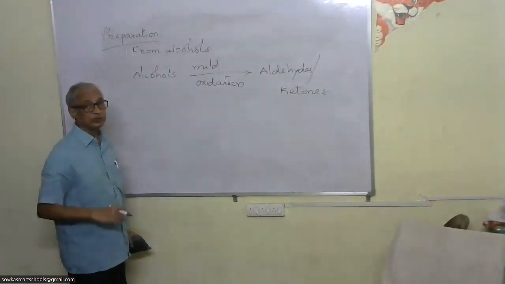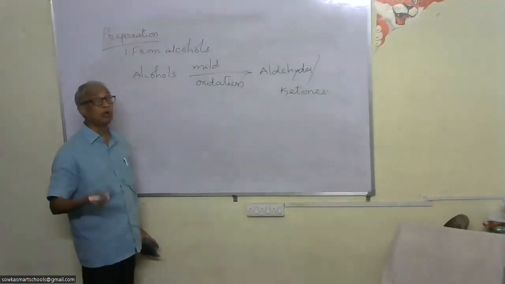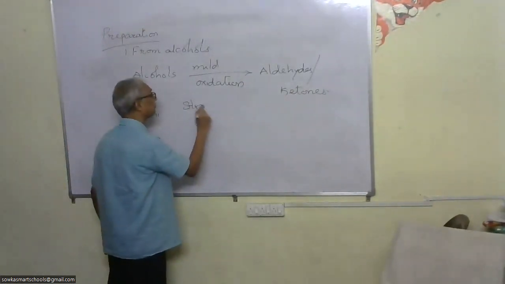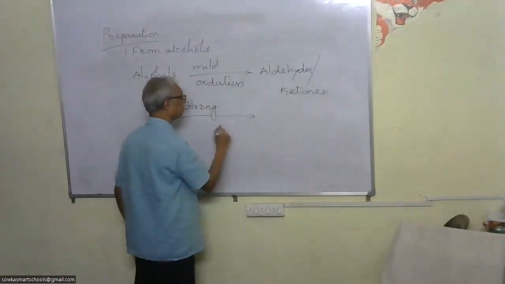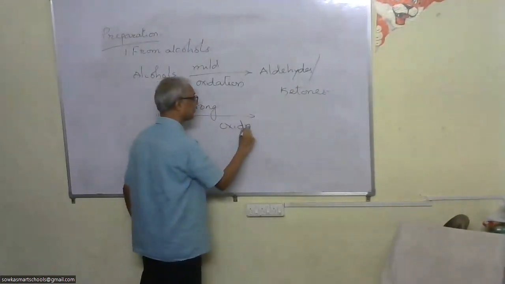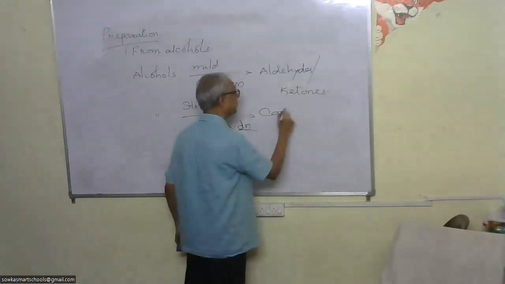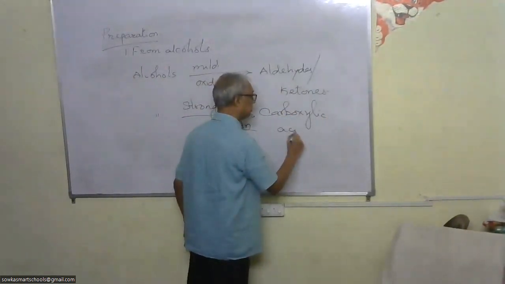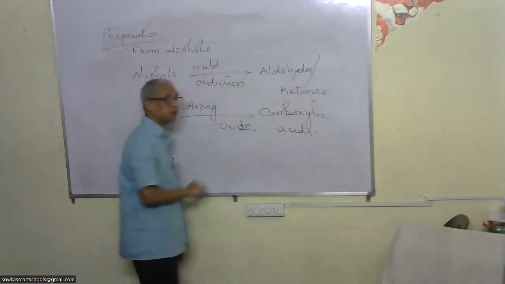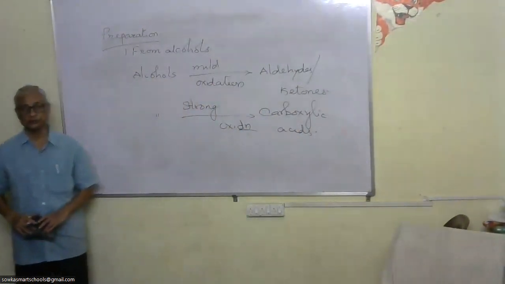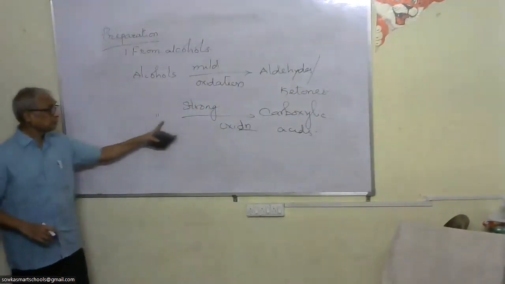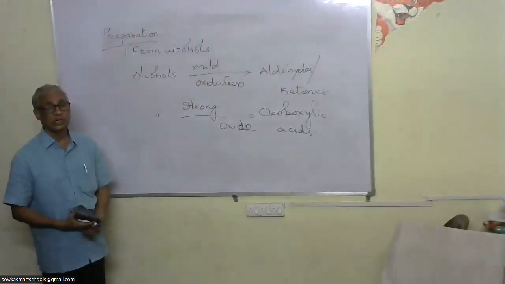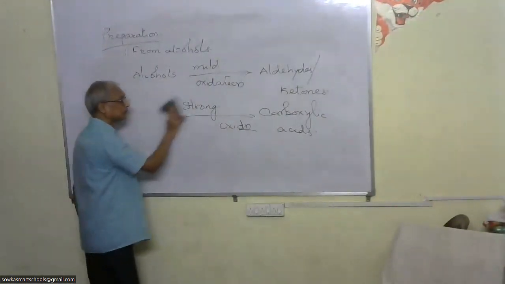You may ask this question: if it is a strong oxidation, what happens? If it is a strong oxidation, we get carboxylic acids. And that is of no use to prepare aldehydes and ketones. So I don't explain strong oxidation because we are not getting aldehydes and ketones. I will explain only mild oxidation.